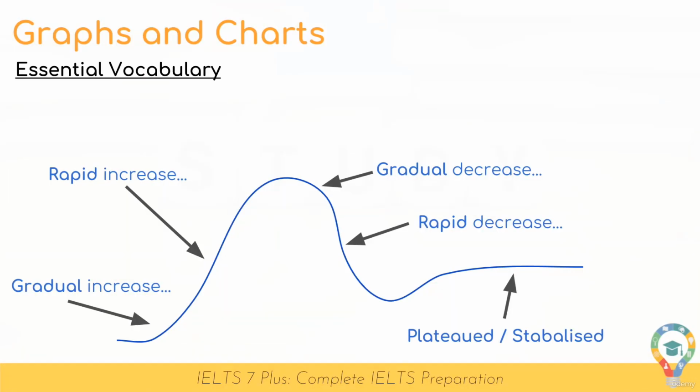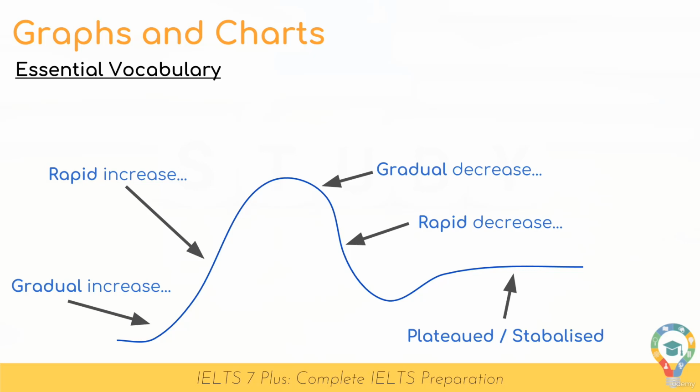Now we'll move on to vocabulary all about graphs and charts. Here are 5 common trends that you will see with graphs and charts, and we have both gradual and rapid changes. As well, we also have a plateau, or we could say that it is stabilized.